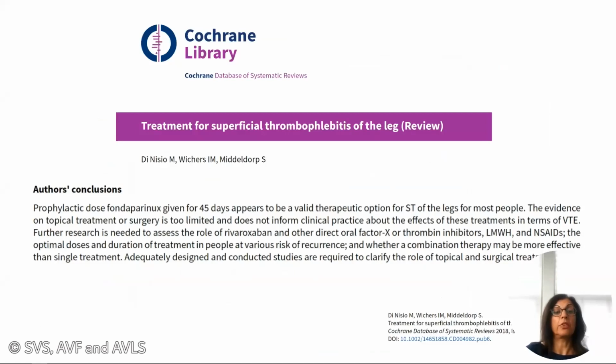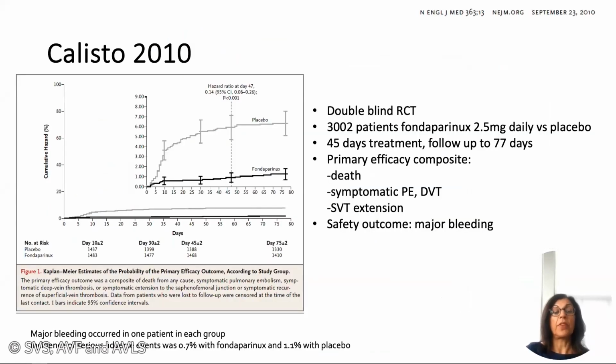As I mentioned, they looked at a number of treatments and found that most of the guidelines could only be informed by one study, which was the Callisto study. So the Callisto study with anticoagulation was a very large study, the largest to date, of over 3,000 patients that were randomized to fondaparinux 2.5 milligrams daily injection versus placebo.